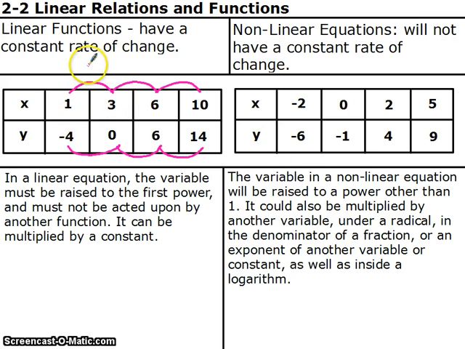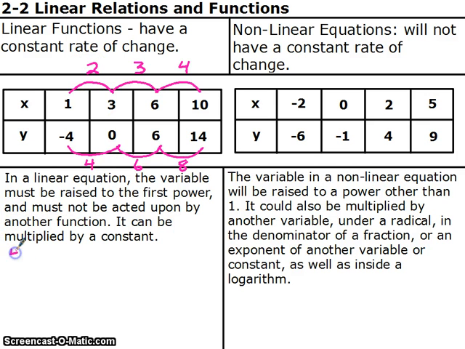The change between 1 and 3 is 2, between 3 and 6 is 3, between 6 and 10 is 4. All right, between negative 4 and 0 is positive 4, 0 to 6 is 6, 6 to 14 is 8. All right, so it doesn't look like anything is constant here. Everything's changing. But what's constant is if I do the change in the y over the change in the x, then you get a constant.